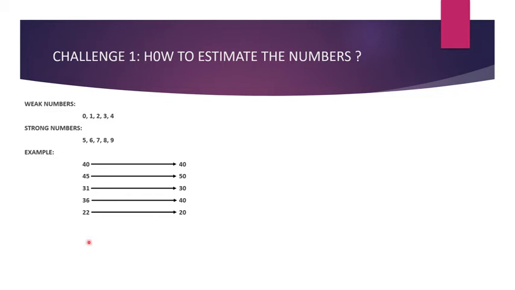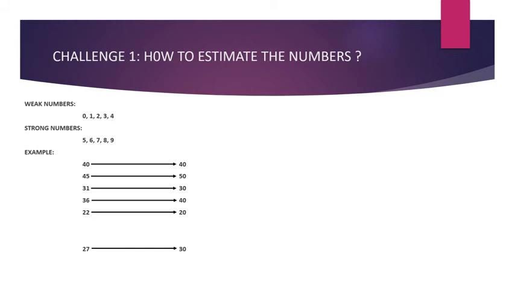I am taking the other example 22. You will see at the end of the 22 it is 2. So is 2 a weak number or a strong number? You will check. Yes, this is a weak number. 2 is a weak number. So it will not change the first number. First number is 2. So it will remain the same. At the end you will put 0. So it means that 22 after estimation will be 20.